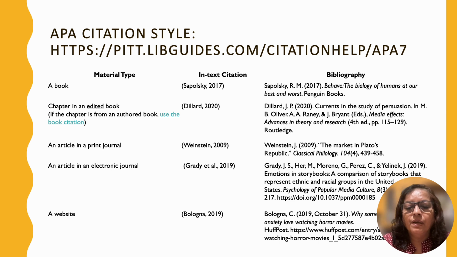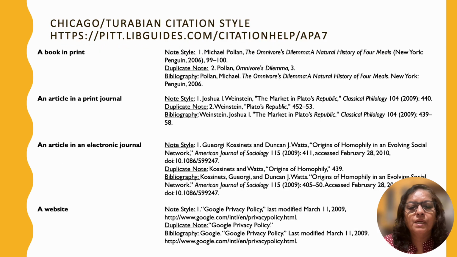The same way, author, then initials, then, see here, if it's a book, if it's a chapter, if it's an article in a print journal, if it's an electronic journal, if it's a website, this is the way you cite articles in APA citation style. Then comes the Chicago Turabian citation style. Here the structure is slightly different. You will have to note this down.